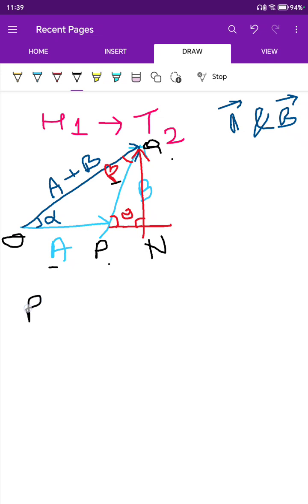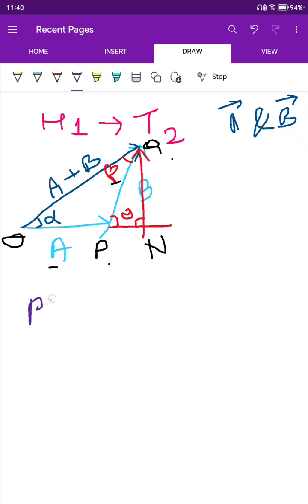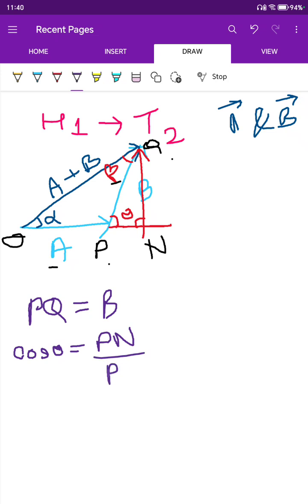So PQ equals B, and cos theta. This one is theta, so cos theta equals PN by PQ, and sine theta is QN by PQ.